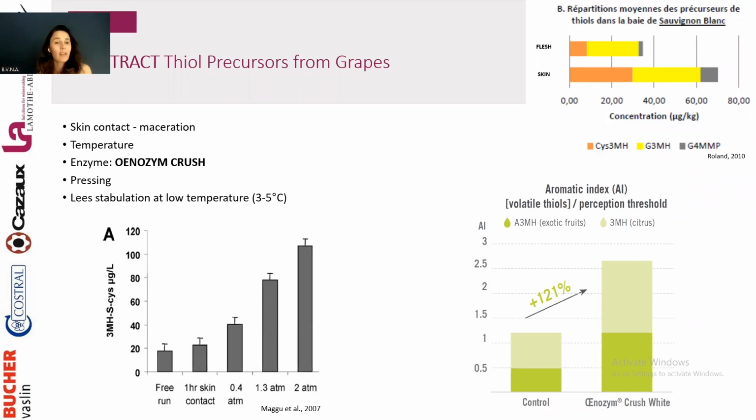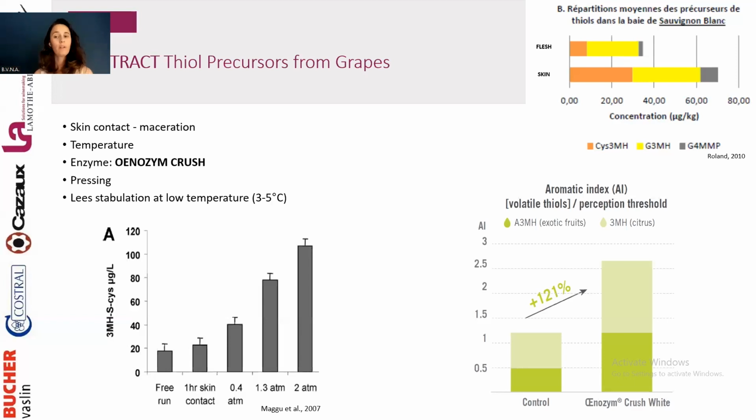And then there is also another method, that is the lees stabulation at low temperature. These compounds are highly present in solids, so they are in the lees. So if we keep the clean lees and we can stabulate them, or we can just leave these lees macerate at low temperature for a few days, we are going to have more of this thiolic precursor extracted from the lees or from the solid to the juice at this stage.